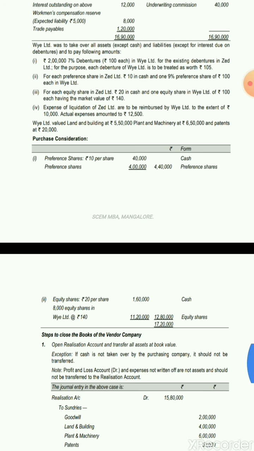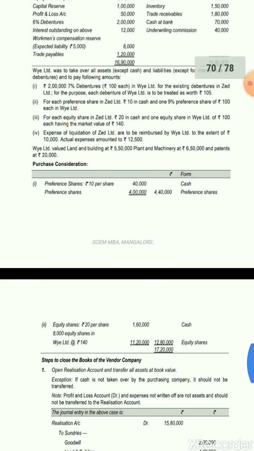Then the transferee company is also issuing preference shares, right? It is also issuing preference shares of rupees 100 each. For every one share which is there in the transferor company, the transferee company is issuing one share. For every one share, it is issuing one share only. So there are 4,000 shares. 4,000 into 100, each share's worth is rupees 100. So 4,000 into 100, 4 lakh, which is being paid in the form of preference shares. So the total purchase consideration with regard to preference shares is rupees 4,40,000. So 40,000 in the form of cash and 4 lakh in the form of preference shares.